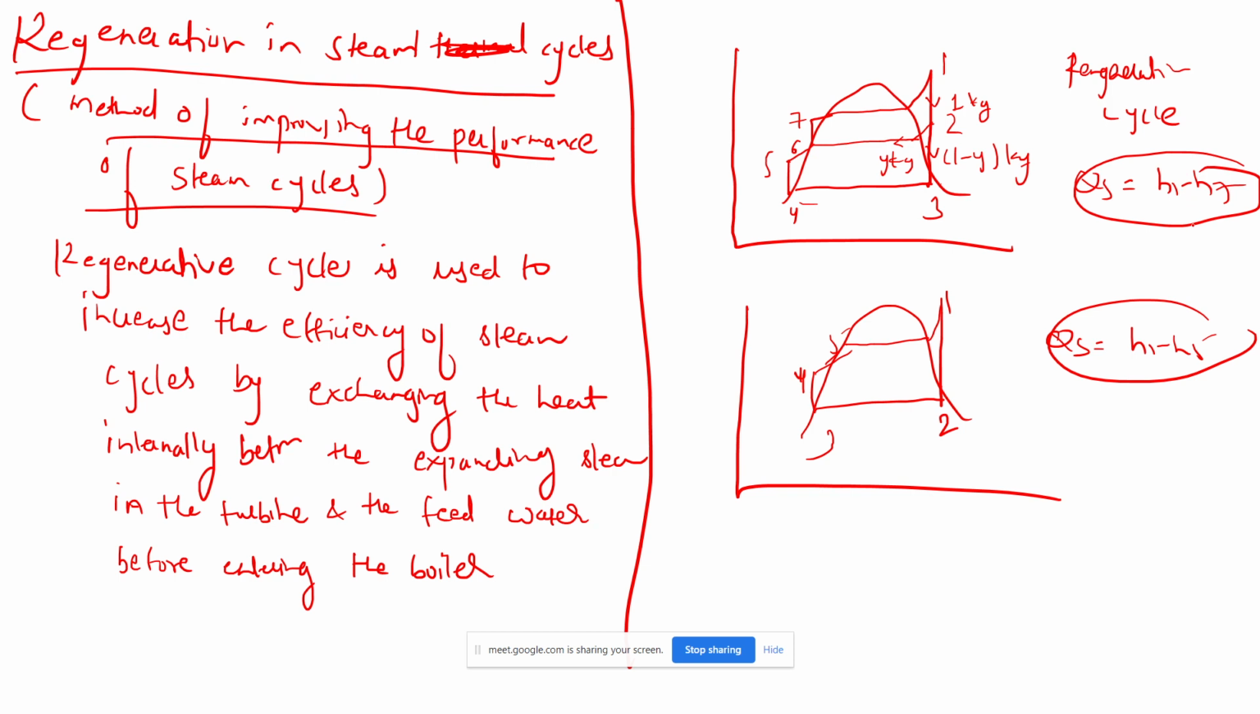So which one is larger among these two cycles? This is a Rankine cycle, the ideal Rankine cycle with superheated entry to turbine. Okay, and this is the regeneration cycle. So among these two, in which case do we have to supply more heat, regeneration or Rankine cycle?